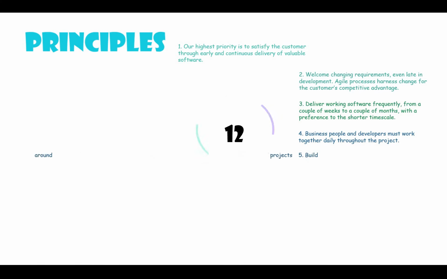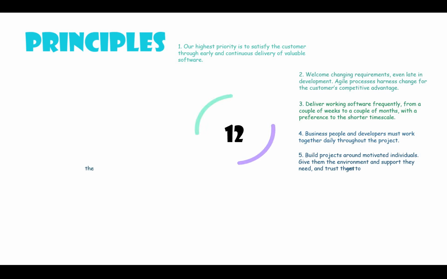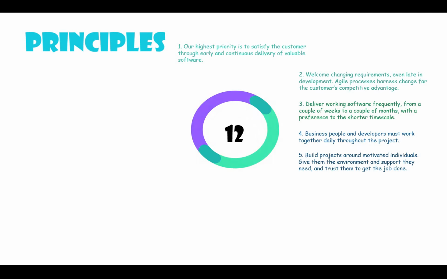Now the fifth point is to build projects around motivated individuals, give them the environment and support they need, and trust them to get the job done. The fifth point is based on people, because people and interaction are more important than process and tools, right? So you need to have motivated individuals who are self-organized, and we have to provide the complete environment and support to them and trust them to get the job done.